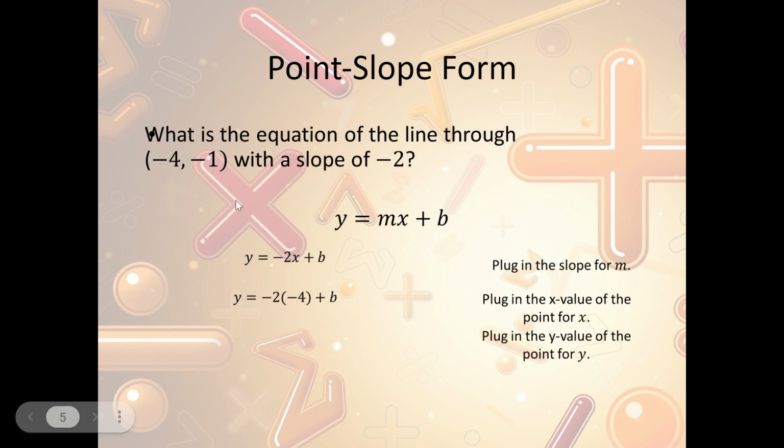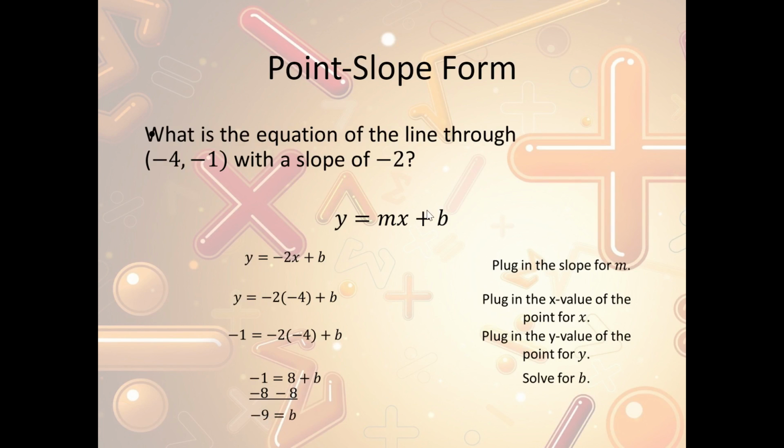Then we plug in our y value. Our y value is -1, and that goes in for y. So this is -1 equals -2 times -4 plus b. Now we just solve for b. Well, -2 times -4 is positive 8. So that's -1 is equal to 8 plus b. We're going to get rid of this 8 by subtracting. So we subtract 8 from both sides, and we get -1 minus 8 is -9. That's equal to b. Now we plug this back into our y equals mx plus b form. y equals -2x, and then our b is -9, so it's -9.